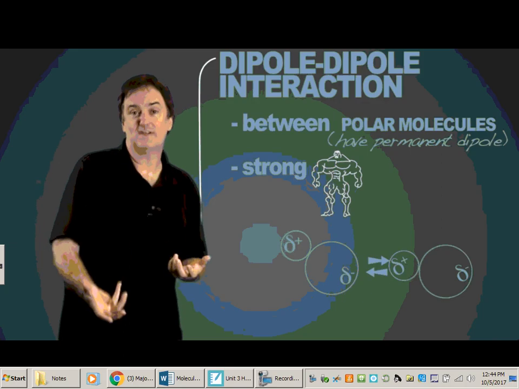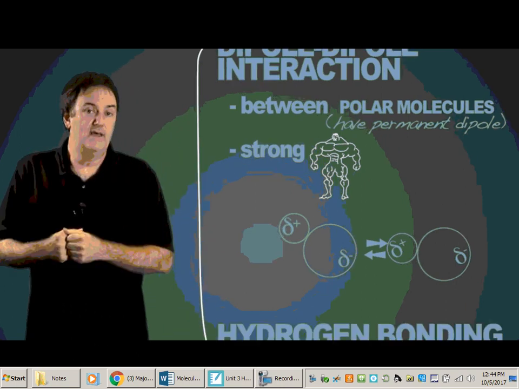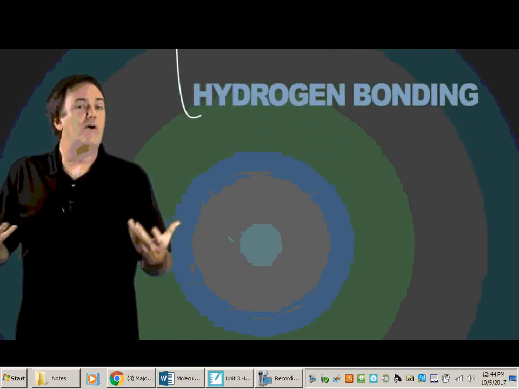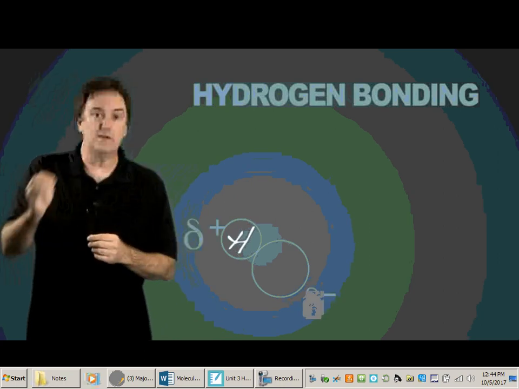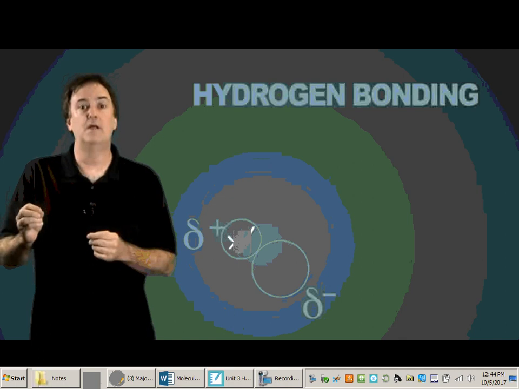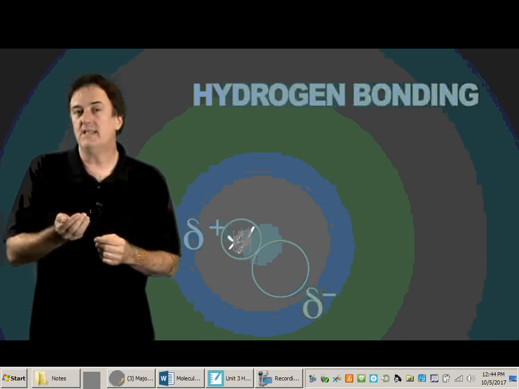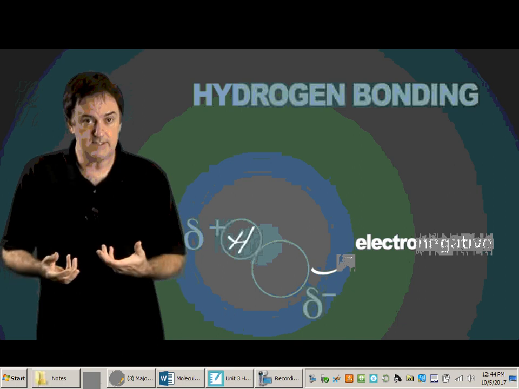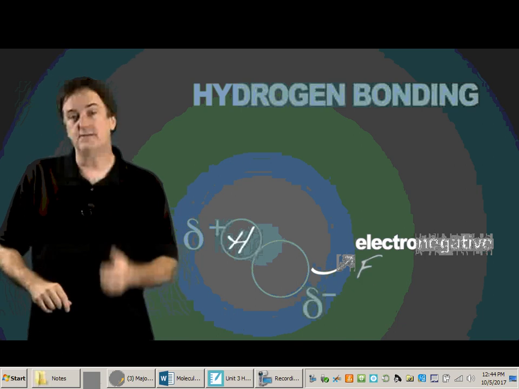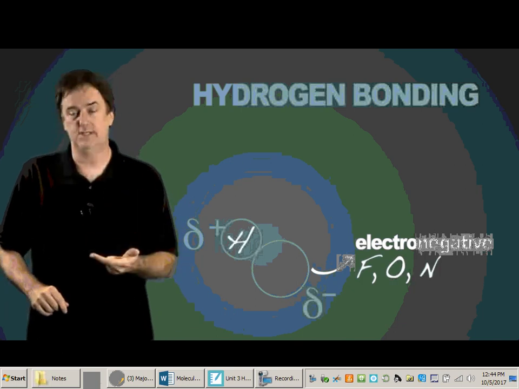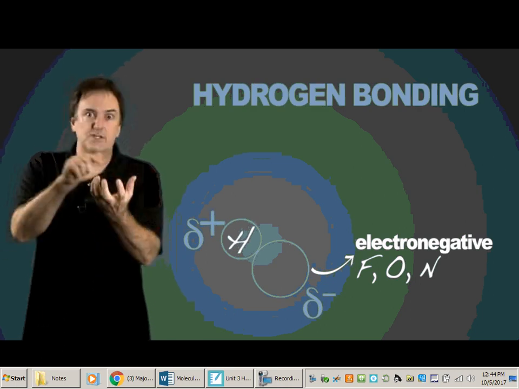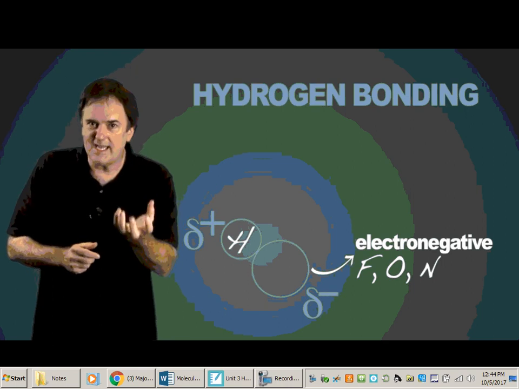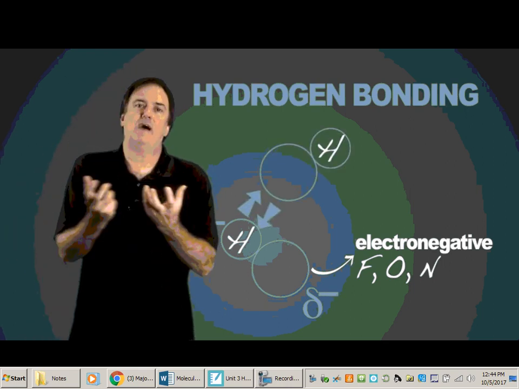Now we have a subset of that that's actually the strongest version of that. They're even stronger than a regular dipole-dipole. And we call it hydrogen bonding. It's really because it involves hydrogen being the partial positive part of this molecule. Anytime hydrogen is covalently bound to a very electronegative element, and I'll be specific here, it has to be bound to fluorine, oxygen, or nitrogen. And when it is, it becomes so partial positive, and the oxygen or nitrogen or fluorine becomes so partial negative that you get an even higher amount of attraction.